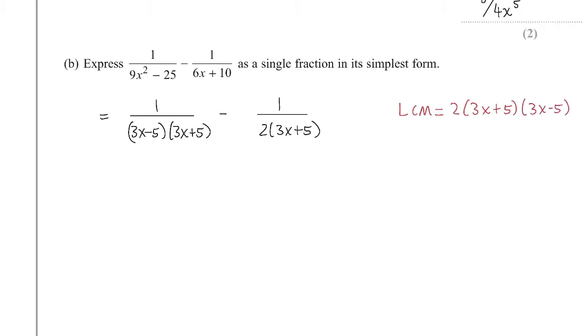So we know that we need to multiply the first one by 2 and the second one by 3x minus 5. Do not forget the denominator. The denominator will be the LCM, and it will stay there. Doesn't go away, doesn't cancel out.